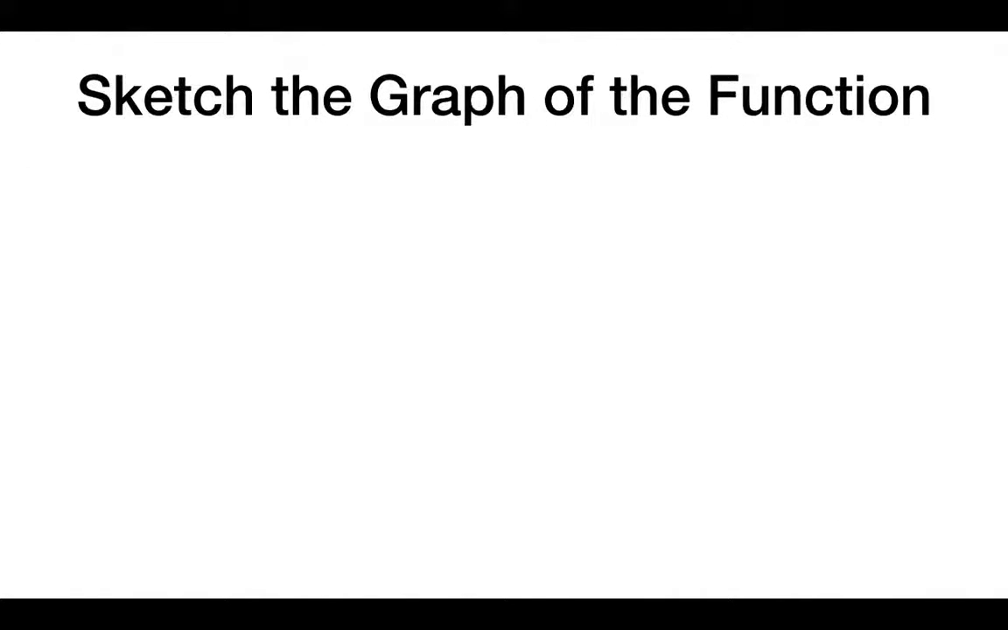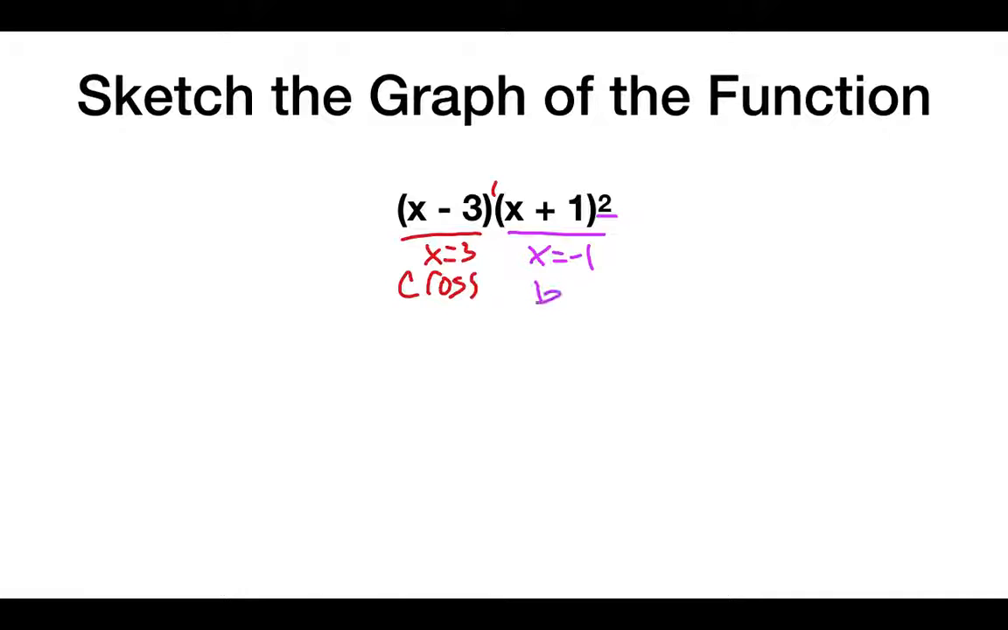You'll notice it doesn't even care that it's crossing the x-axis there. So, we are going to sketch the graph of this function. In this case, the first thing we need to do is find our zeros. x equals 3, and while I'm at it, I'm also going to say that since this is being raised to the first power, that's a cross. Then, x plus 1, that's going to be x equals -1, and since that's squared, it's going to be a bump.